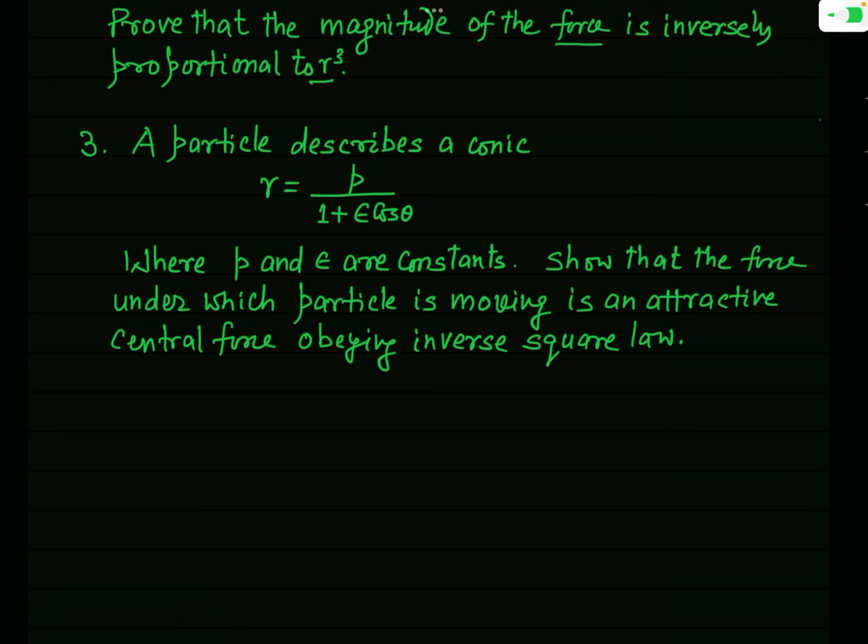You can see the third problem says that a particle describes a conic r equal to p over 1 plus epsilon cos theta, where p and epsilon are constants. Okay, this is actually the equation of trajectory of the particle moving in a central force field. In fact, in this problem we have to show that the force under which the particle is moving is an attractive central force obeying the inverse square law. What does it mean? If the particle describes a path whose equation is this, then we have to show that the particle is moving in a central force field, and that central force field will definitely be attractive, and that will actually vary inversely with the square of the distance. This is to be proved in this problem.